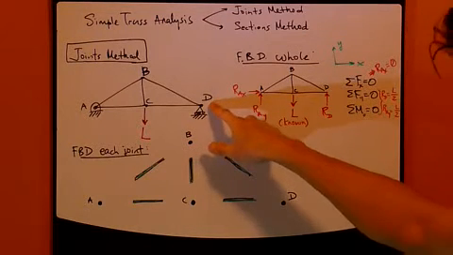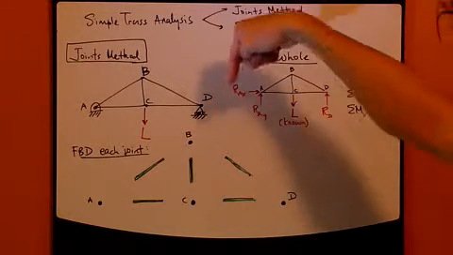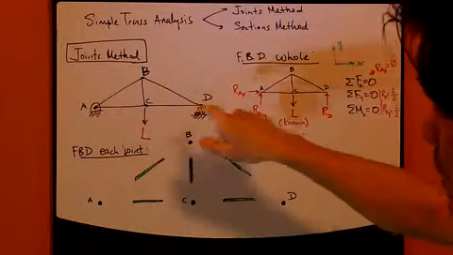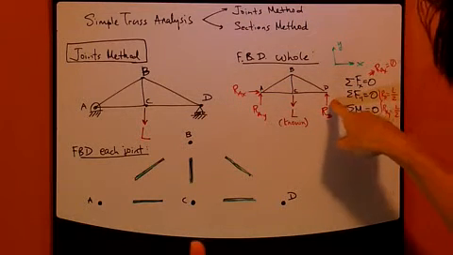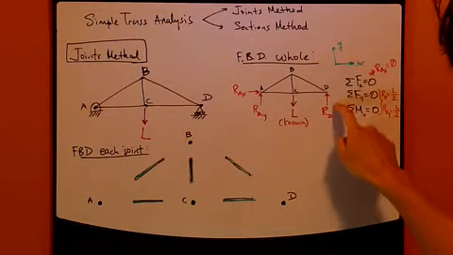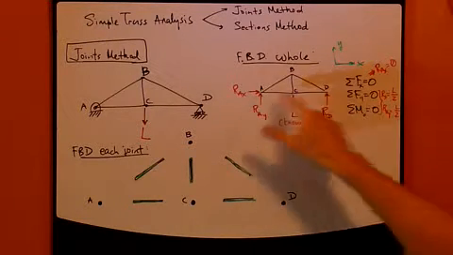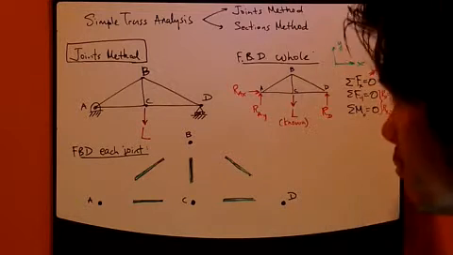This roller only constrains the movement in the Y direction going down. So you cannot go any further down. Therefore, the reaction force goes back up. So RD points back up. And that's it. These are all the forces for the entire truss. Everything else doesn't exist at all.